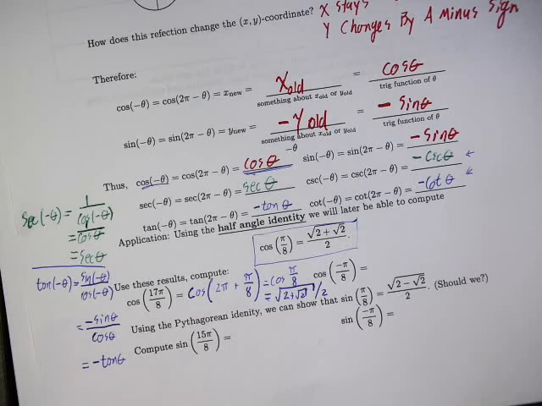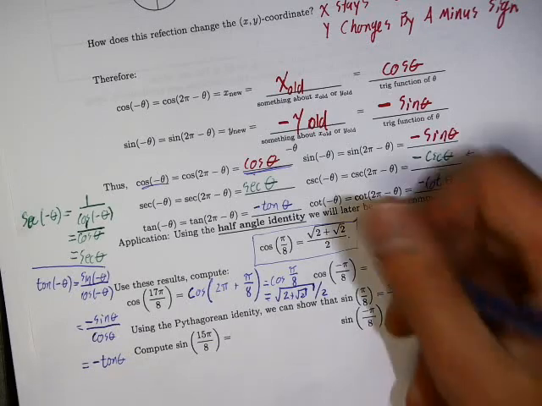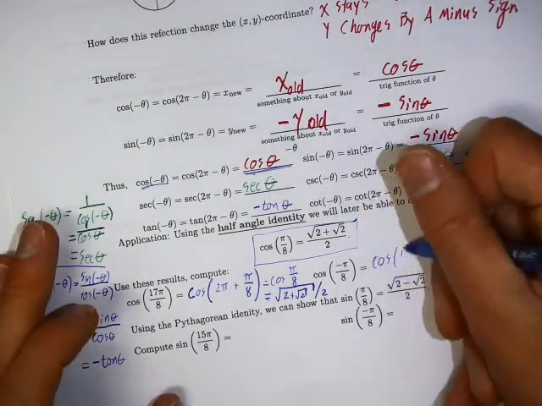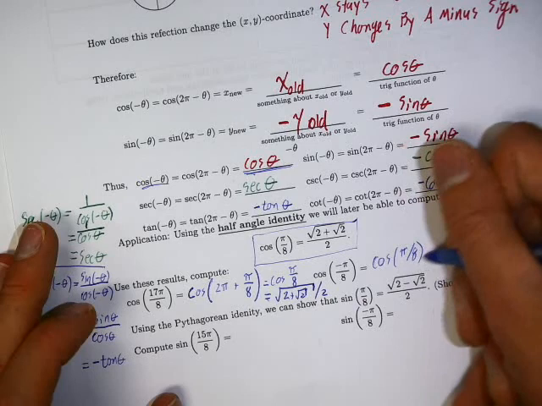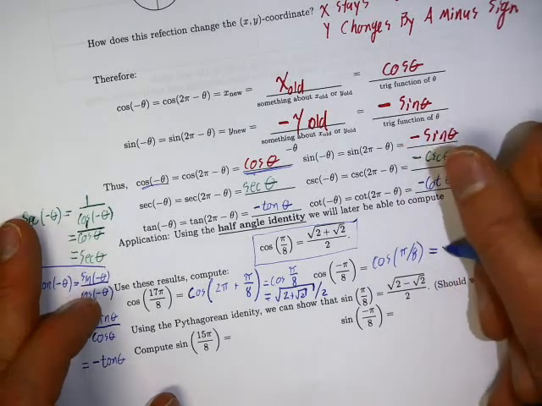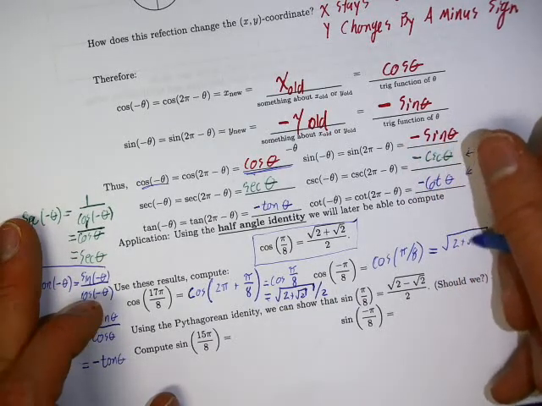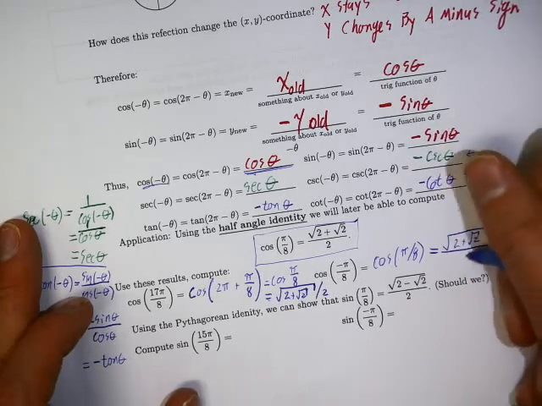Same thing. Let's try to compute the cosine of negative pi over 8. What does sticking a negative sign in front of an angle do to its cosine? Cosine is even, so I can drop that negative sign. So this is the same thing as just the cosine of pi over 8, which is the square root of 2 plus the square root of 2 all over 2.